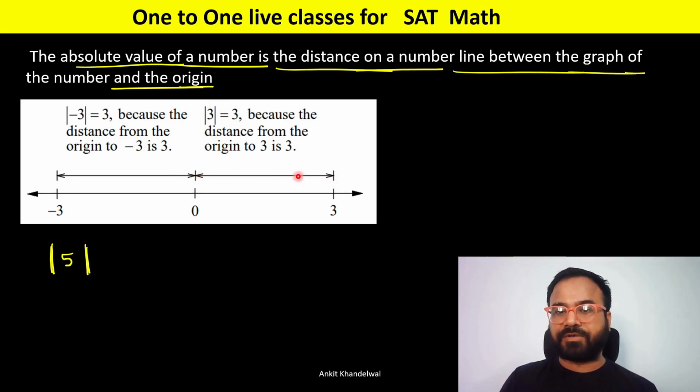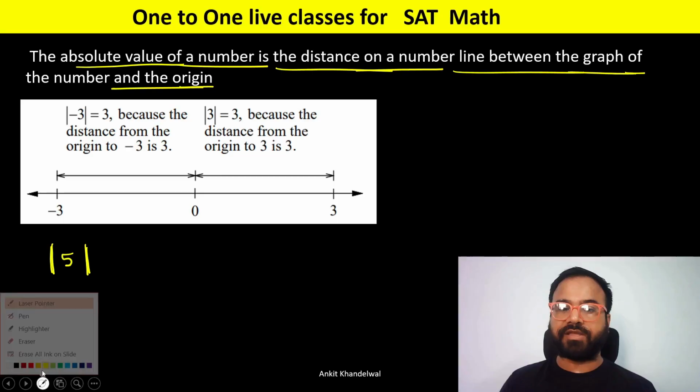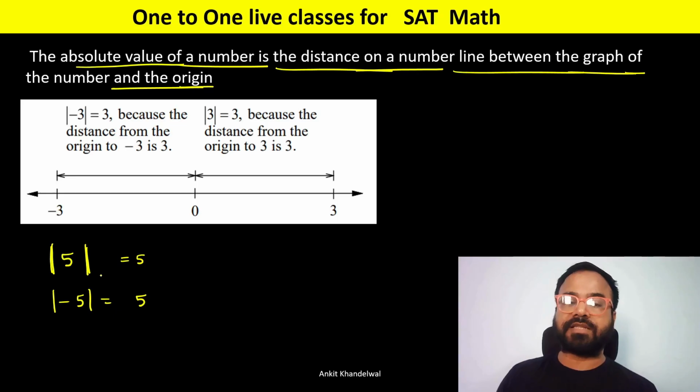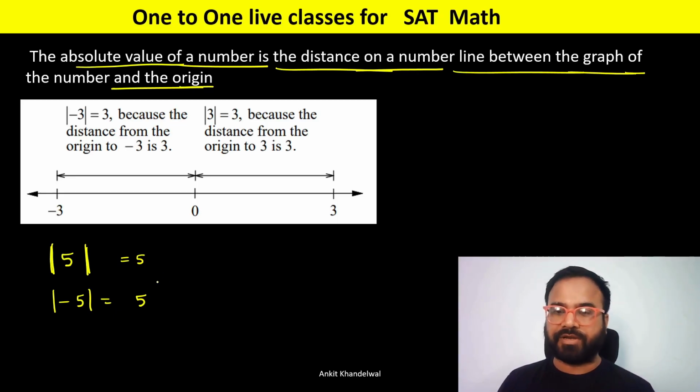In the same way, the absolute value of 3 is also 3, because on the right side, when we are talking about the distance, it is just the magnitude. So the distance is also 3 over here. In both cases, whether it is the absolute value of minus 3 or of 3, the answer is going to be 3 only. Or you can say the absolute value of 5 is also 5, and the absolute value of minus 5 is also 5. Absolute value always gives a positive answer for any particular number.